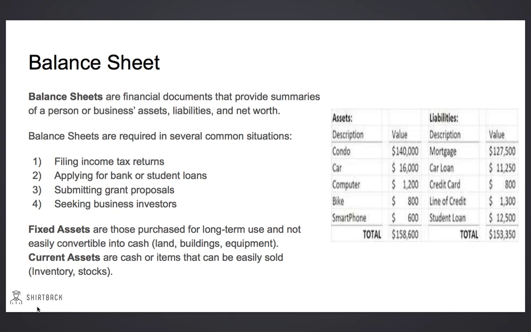Fixed assets are those that we purchase for long-term use. They're not easily convertible into cash. Examples would be land, buildings, or equipment. Current assets are cash or items that can be easily sold. These can be things like our inventory or stocks.